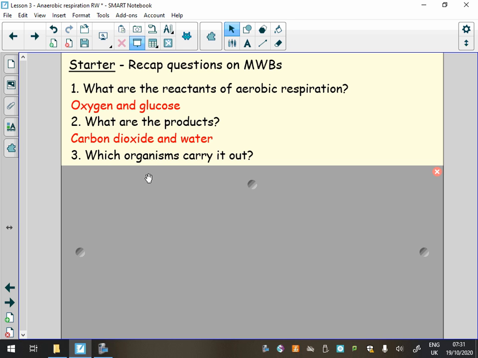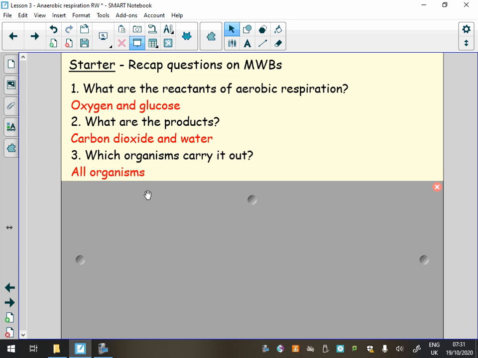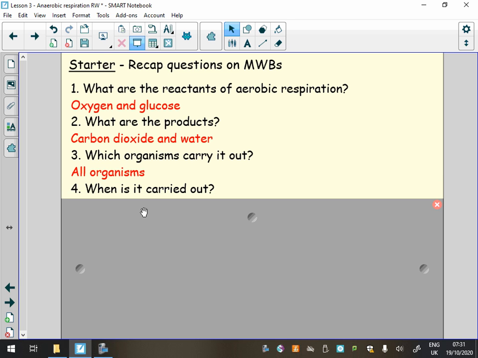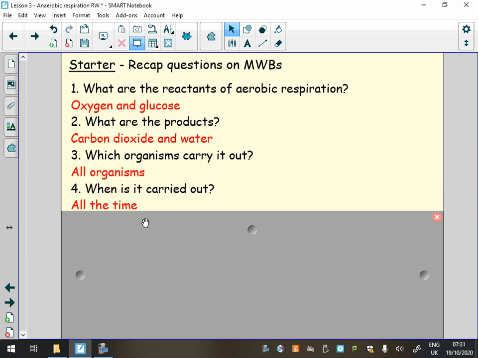Third question then, which organisms carry it out? Have a think about that one, write down an answer. All organisms, all living things carry out respiration, otherwise they would not survive. When is it carried out? Think about that one. When do organisms carry out respiration? Write down an answer. All the time. If they didn't carry it out all the time, as we said, they die.